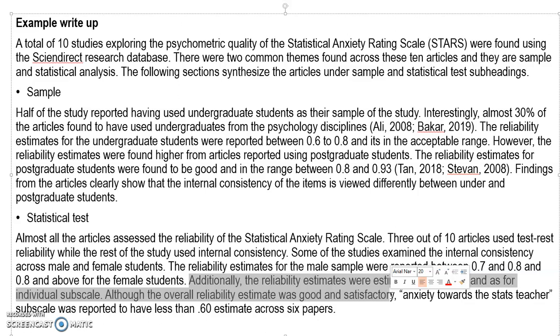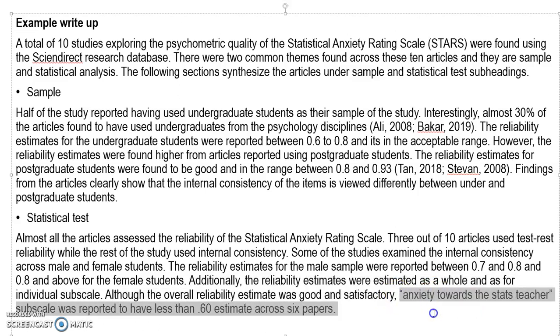So what is actually, before I ask the question, if you notice, I have said what is actually the subscale that reported a reliability estimate that is low. So I've said here anxiety towards test teacher subscale was reported to have less than 0.6 estimate across 6 papers. So what is actually missing in the statistical test paragraph? I'll give you 1 minute to think about it.